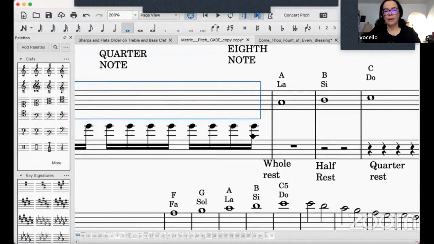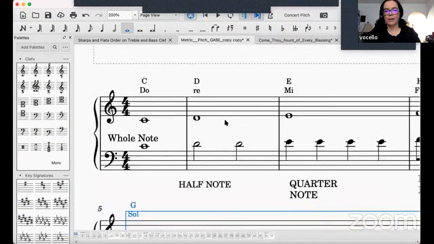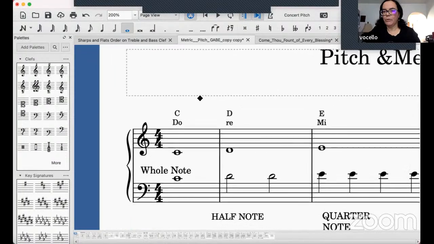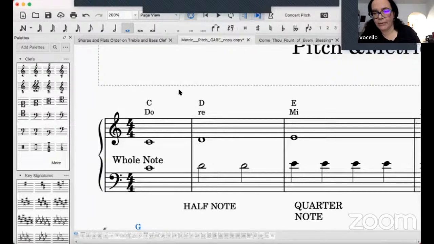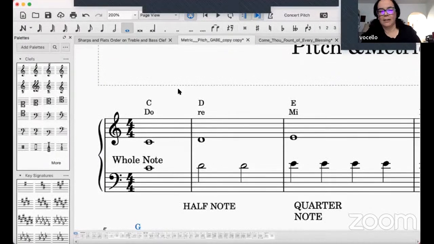So we are going to review today the music staff, clef, rhythm notes, and the names of the notes on the clefs. Sorry. The clefs are just the treble clef and the bass clef.